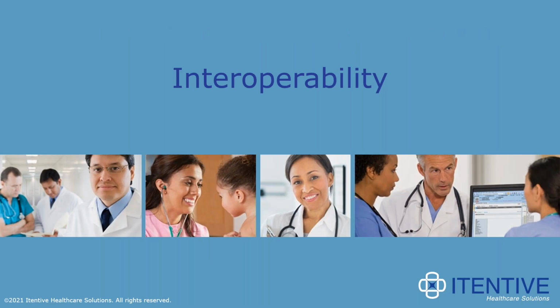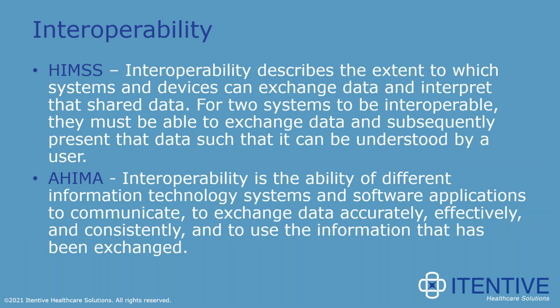So why not start with a term we all know and understand, the precursor to API, at least in my mind, and the ultimate goal of APIs and what they're trying to accomplish, which is interoperability. Well, what is interoperability? According to HIMSS, interoperability describes the extent to which systems and devices can exchange data and interpret that shared data. For two systems to be interoperable, they must be able to exchange data and subsequently present that data such that it can be understood by a user.